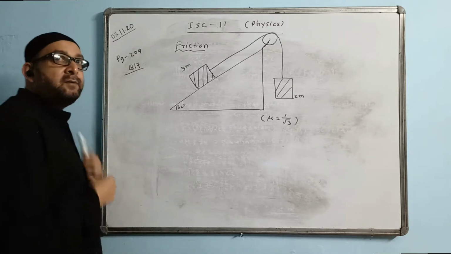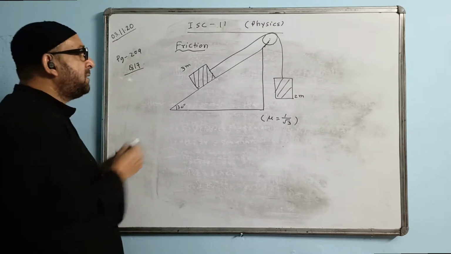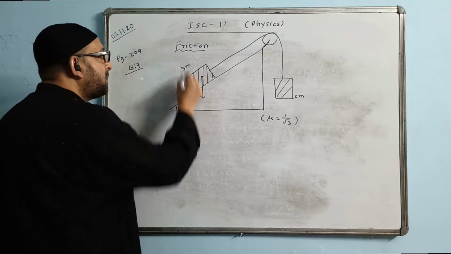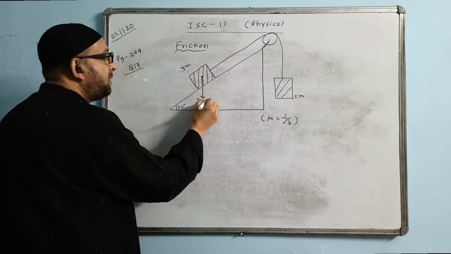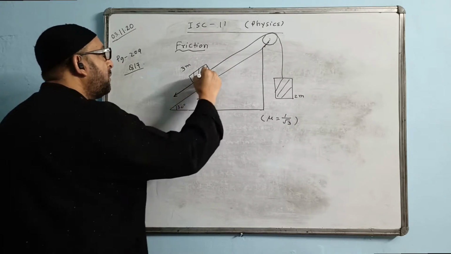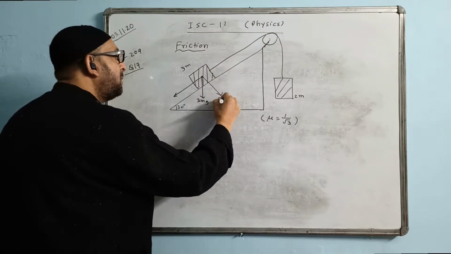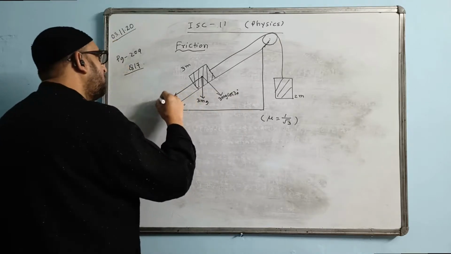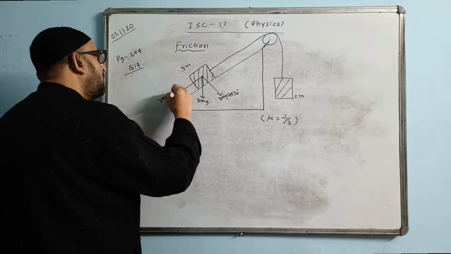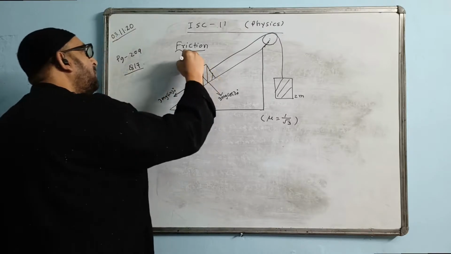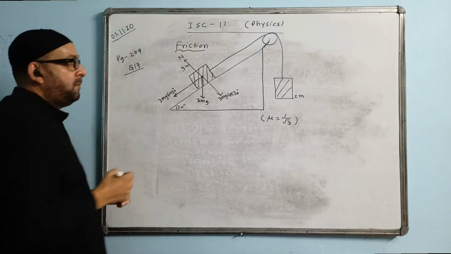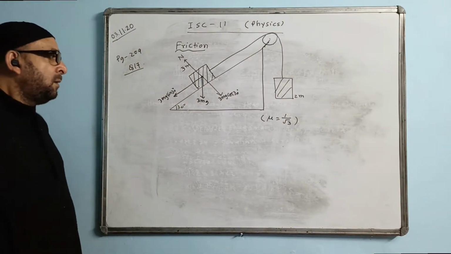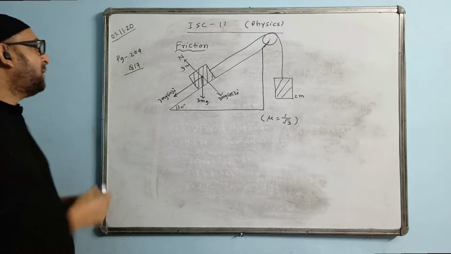First we'll check whether motion takes place or not. On an inclined plane, how do we distribute the mass? The 3m weight will be 3 mg here. We'll break it into two components like this. This will be 3 mg cos 30, this will be 3 mg sin 30, and the normal reaction N will be acting upward here. As usual, we'll calculate the values.